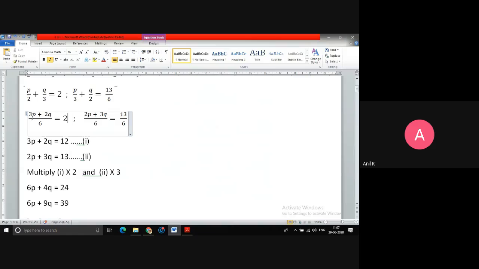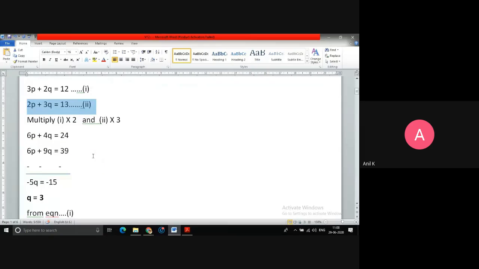So 3P plus 2Q equals 6 times 2, which is 12. So this I call equation number 1. Now what about equation number 2? Here both the denominators are 6, so both the denominators will get cancelled. Then what will be left out? 1 will be left out. So whether you write 1 or not doesn't matter. So equation 2 is going to be 2P plus 3Q equals 13. So this is my equation number 2.